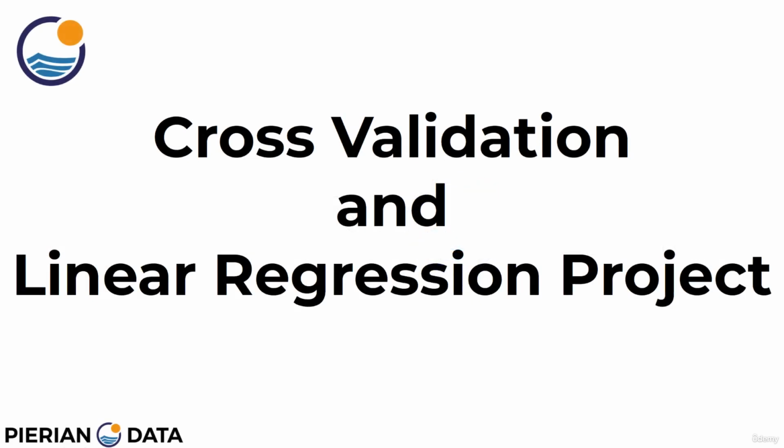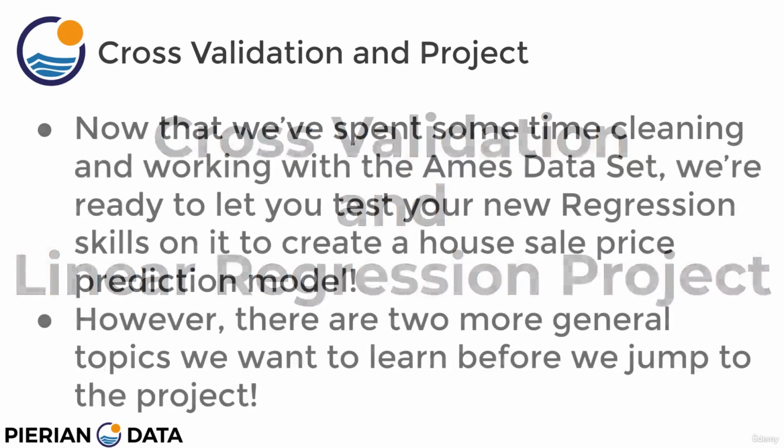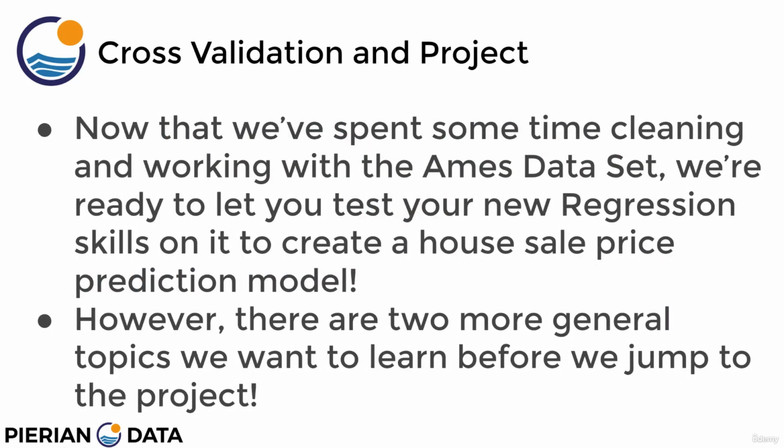Welcome everyone to this section of the course where we're going to discuss cross-validation in detail and then finish it off with the linear regression project. So now that we've spent some time cleaning and working with the Ames dataset, doing things like removing outliers, removing missing data, and then figuring out how to deal with categorical data, we're actually ready to let you test your new regression skills on that cleaned dataset to create a house sale price prediction model.